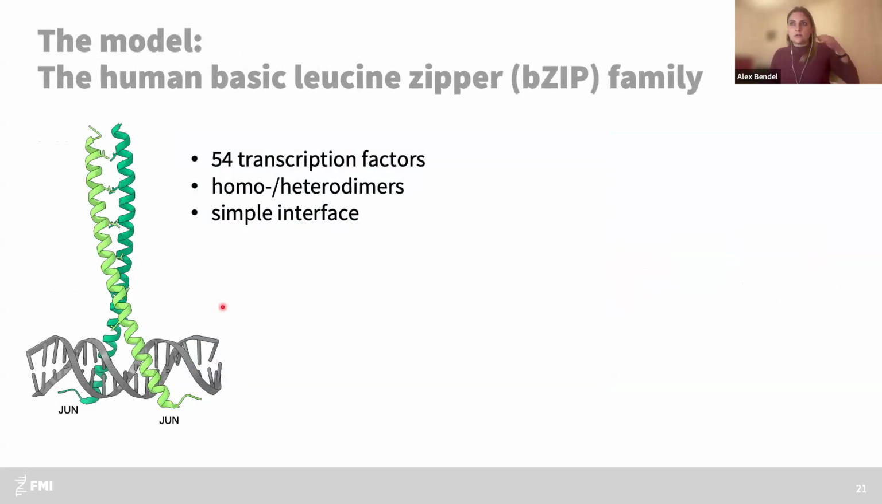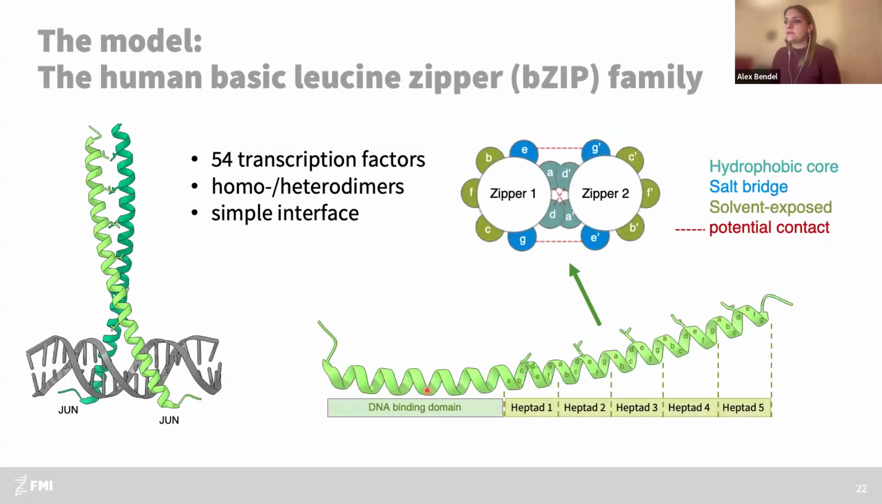So, a quick introduction to the bZIPs. There are 54 in humans. They occur in transcription factors and mediate homo- and heterodimerization, and their interface is relatively simple. They're alpha helices that can be split into a 27 amino acid long DNA binding domain and a 35 amino acid long zipper domain, which can be further subdivided into 5 heptads that each consist of 7 amino acids.